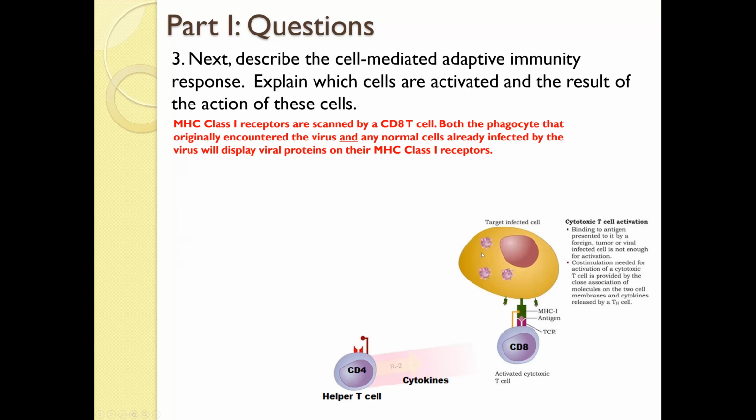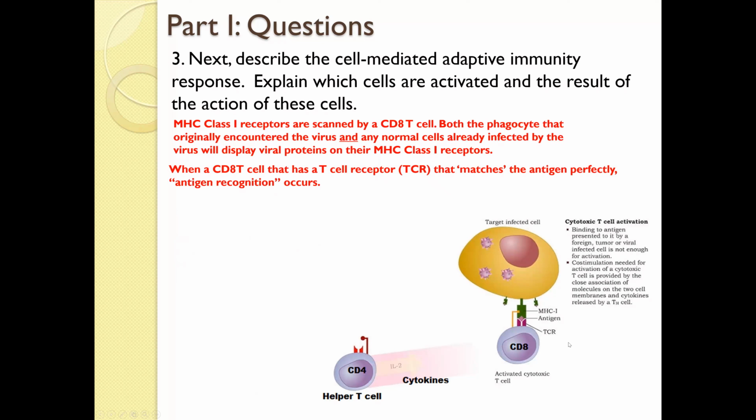So now we have a picture of a target infected cell. So now the virus is inside this cell. And so because this is just your normal everyday run-of-the-mill body cell, it is going to have MHC class I receptors, and it's going to have a piece of one of those viruses stuck in this receptor. The MHC class I receptors are scanned by CD8 T cells with their T cell receptor. So when a CD8 T cell has a T cell receptor that matches the antigen perfectly, we call this antigen recognition.